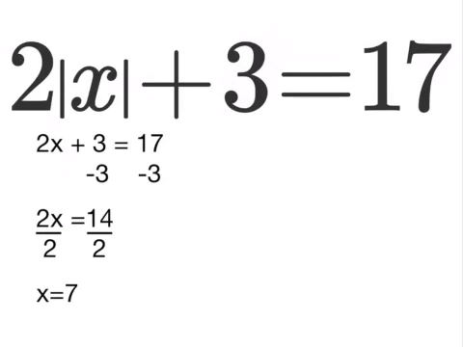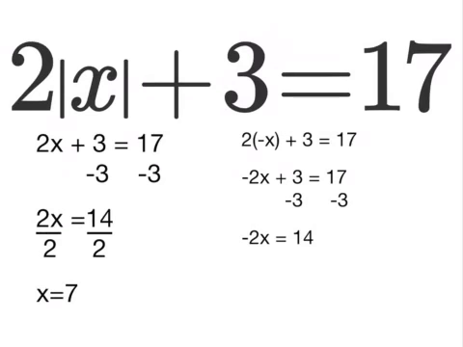On our other version, though, we're going to have to treat the x as though it's negative, meaning 2 times negative x plus 3 equals 17, or as I would normally write it, negative 2x plus 3 equals 17. Subtract the 3, negative 2x equals 14, divide by negative 2, and now x equals negative 7.